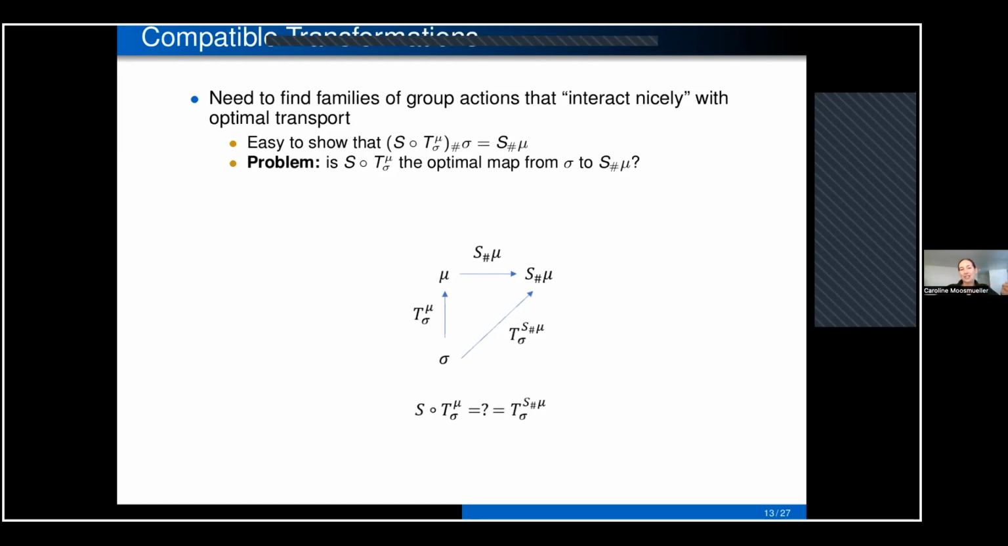This is the question. If this is the case, and it is the case for shifts and scalings, then we are good to go with this distance approximation and with the supervised learning. If not, we don't have a theory for it. So that's basically the setup. It's a commutative diagram showing the interaction between optimal transport and push forward.